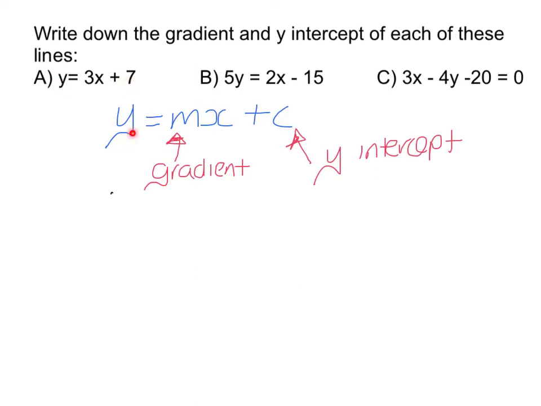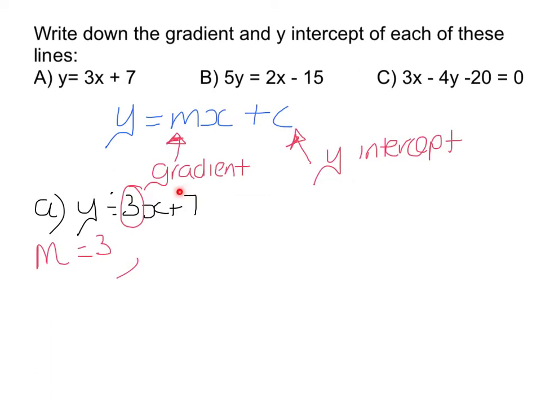It's got y equals something times x plus something else. So in this case, it's very easy for us to just pick out the gradient and the y-intercept. The gradient is the number of x's there are, so in this case it's 3. And the y-intercept is what's been added on at the end. In this case, it's 7.